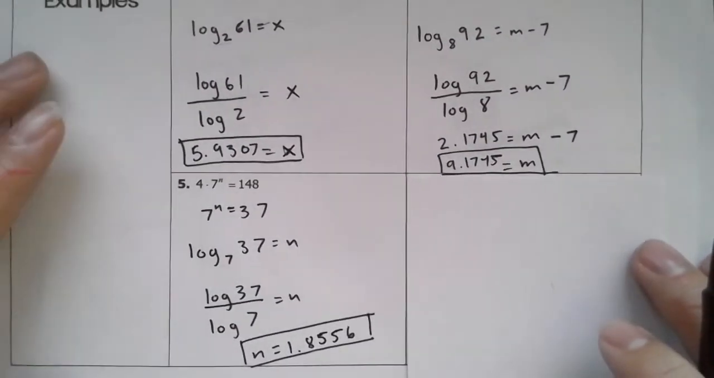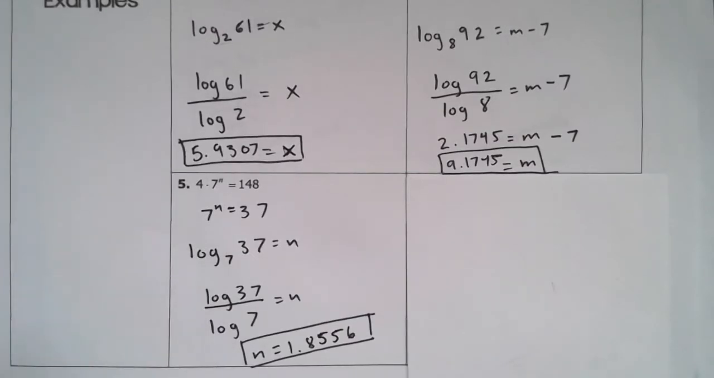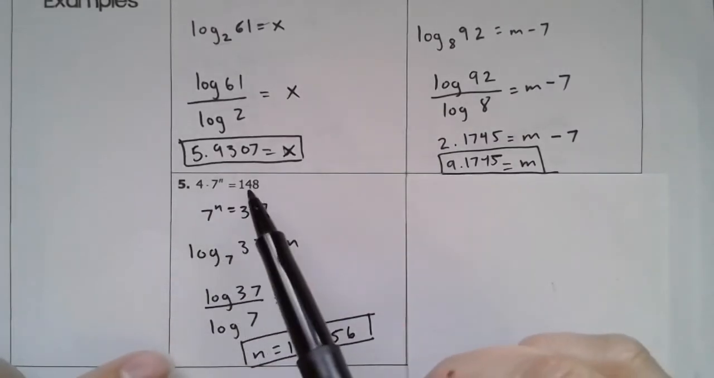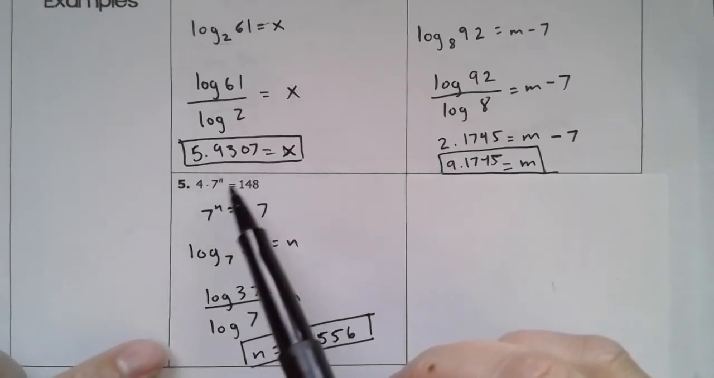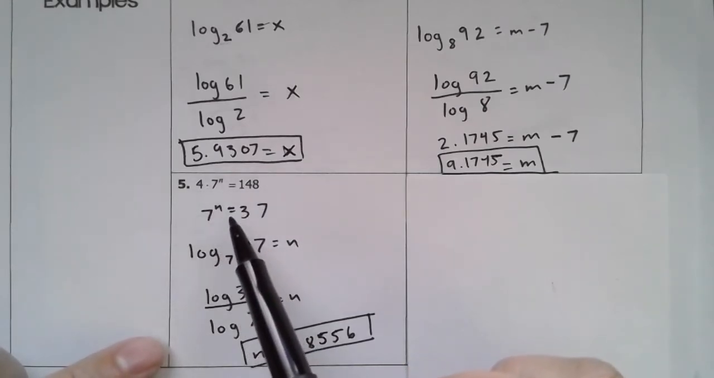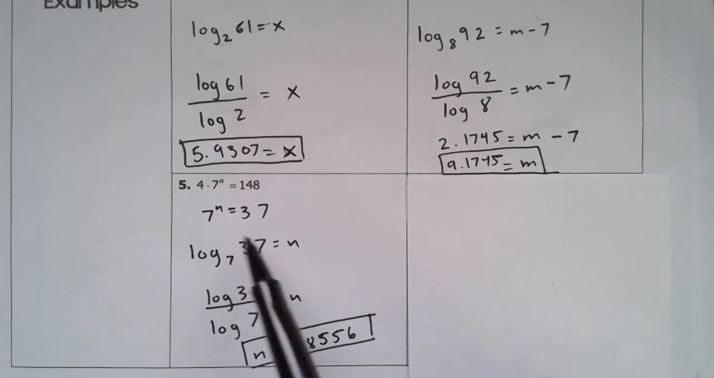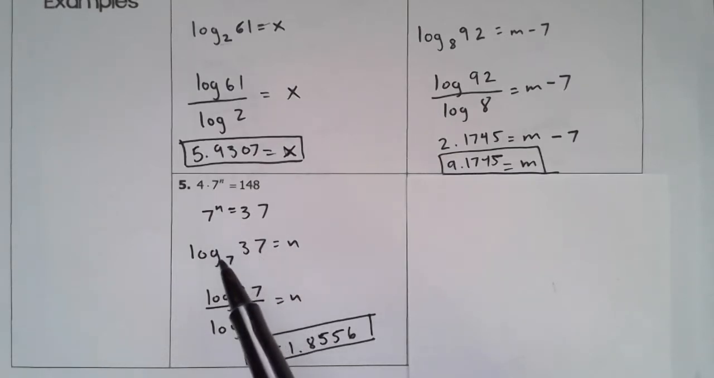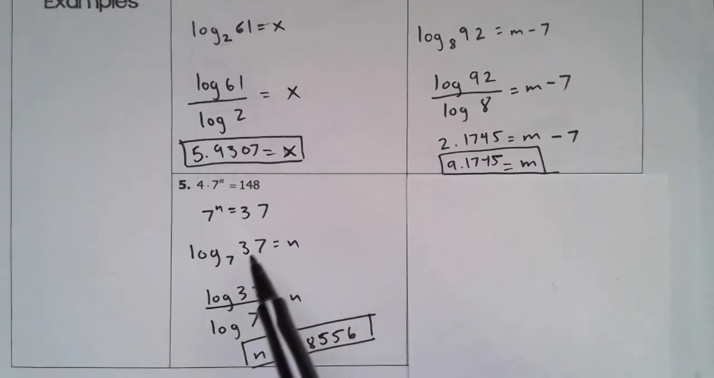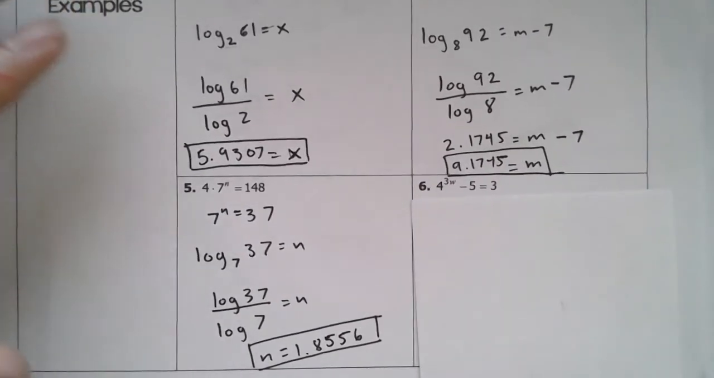Number 5, I divided by 4 on both sides first, because I have 4 times 7 to the n is equal to 148. That gives me 7 to the n is equal to 37, and then from here I rewrite this as a log expression, and I have log base 7 of 37 is equal to n. And again, I can't raise 7 to some power to get 37, so I'm using the change of base formula. And when you put that in your calculator, you're going to get n is equal to 1.8556.